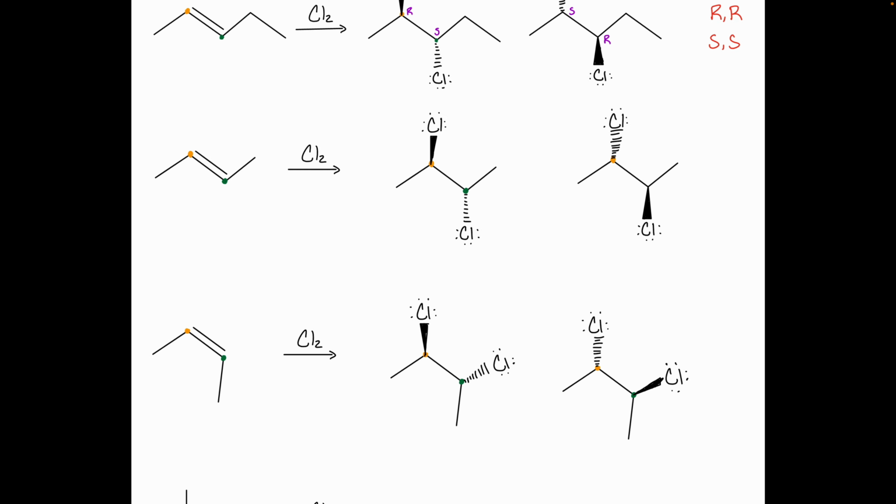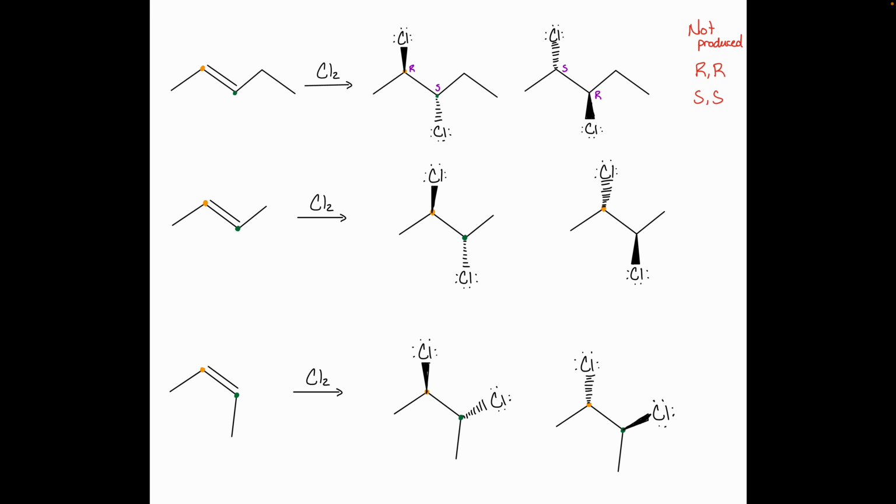All right, so I got my products here by playing the same game. I put one chlorine on a wedge, the other one on a dash, and then I drew its enantiomer by flipping my dashes to wedges. I played that same game in both of these examples here. All right, but this is a good illustration of when we have to be careful.